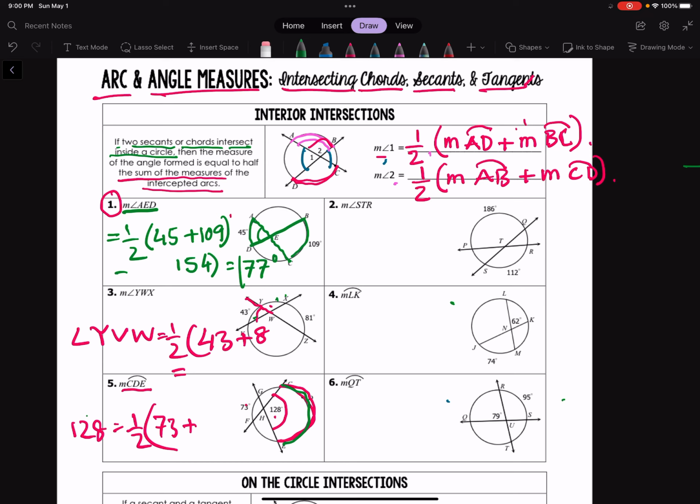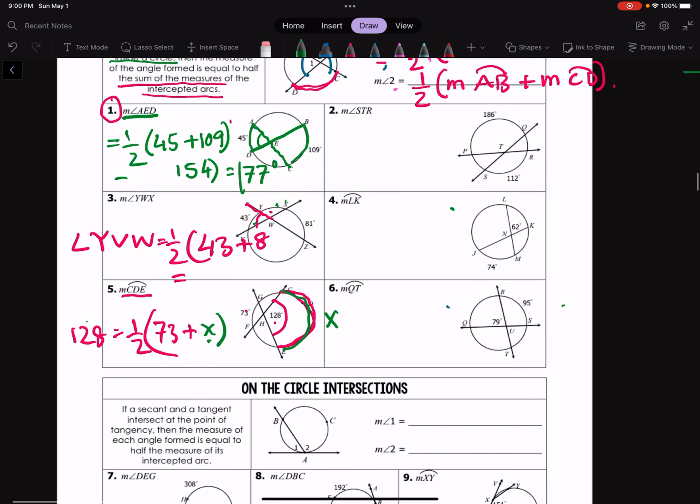You can calculate it in a separate way. Let's say we don't know it, so that's x. Now place it out and you have an equation. Calculate, cross this. That should be 256. You have 73 plus x. So to get your x, subtract 73 from both sides.